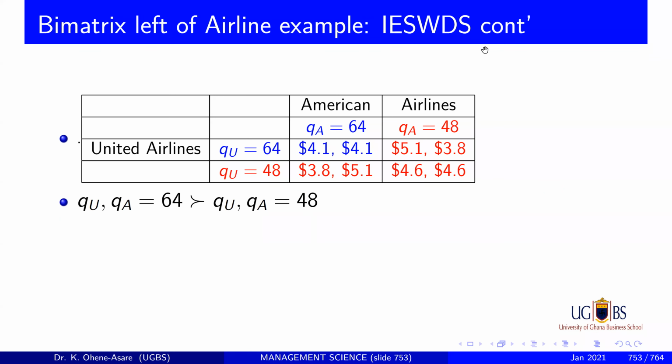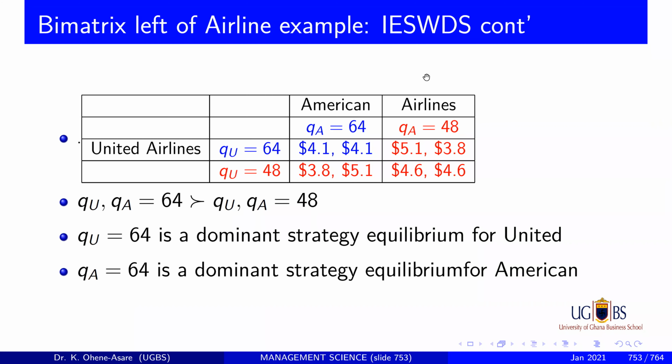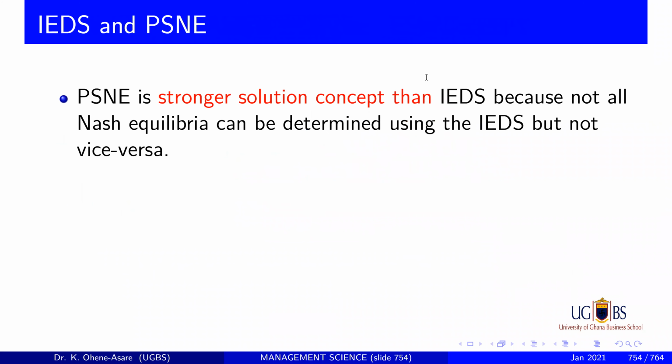So our pure strategy Nash equilibrium using the iterative elimination of strictly dominated strategy, or iterative deletion of strictly dominated strategy, is QA64 and QA64. So 64 becomes the equilibrium for United, whereas this one becomes the equilibrium for that.